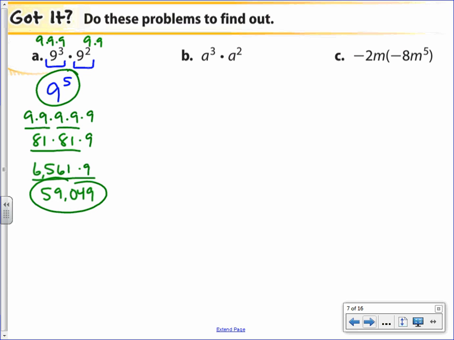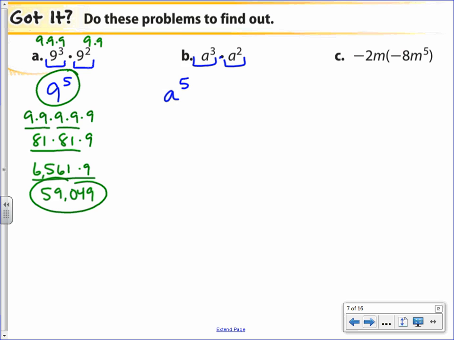Next one says a cubed times a squared. I see two powers, a cubed, a squared. I see that I am multiplying them. My rule states that when I am multiplying powers with the same base, I keep that base and I add my exponents. 3 plus 2 is 5. Why do I love this one? You got it, because there's no number to plug in for a, so I'm done right there: a to the 5th.